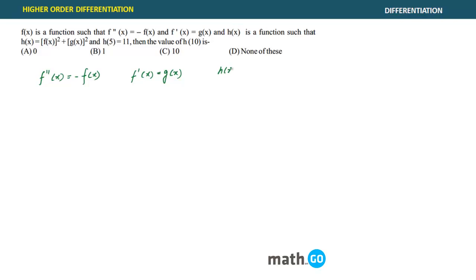and h(x) is defined as a function which is something like this, f(x) squared plus g(x) squared, right? So this is given, so I have written everything which is given in the question, plus h(5) is given to be 11. So this is also given, and you are asked to find the value of h(10) using all these things. So at first, this question looks very confusing, that where to start from.